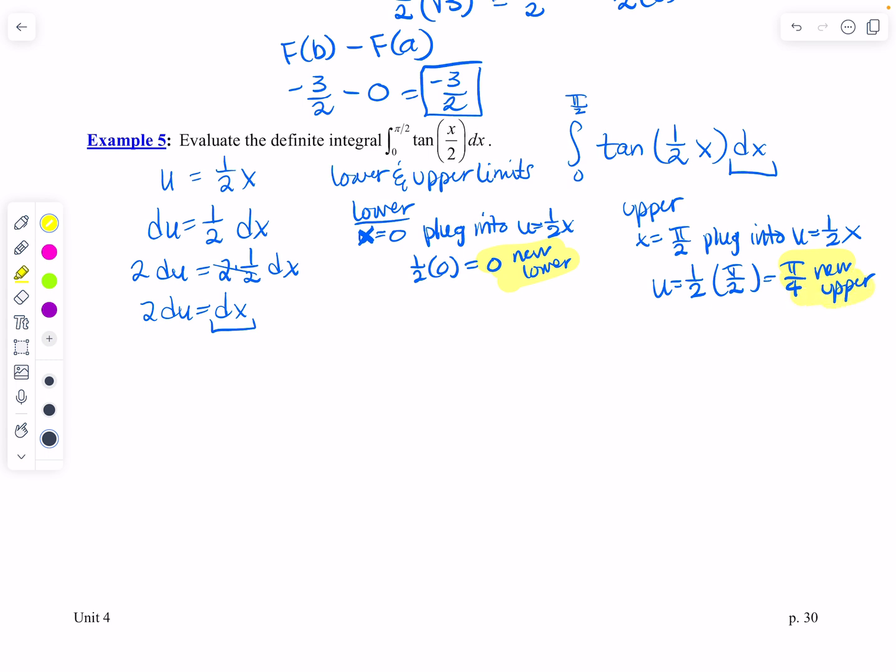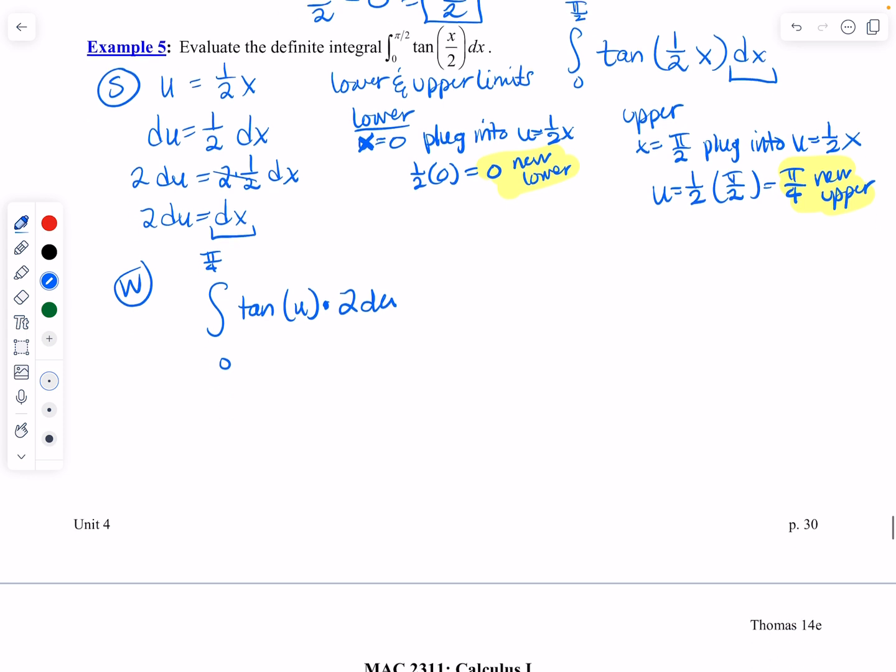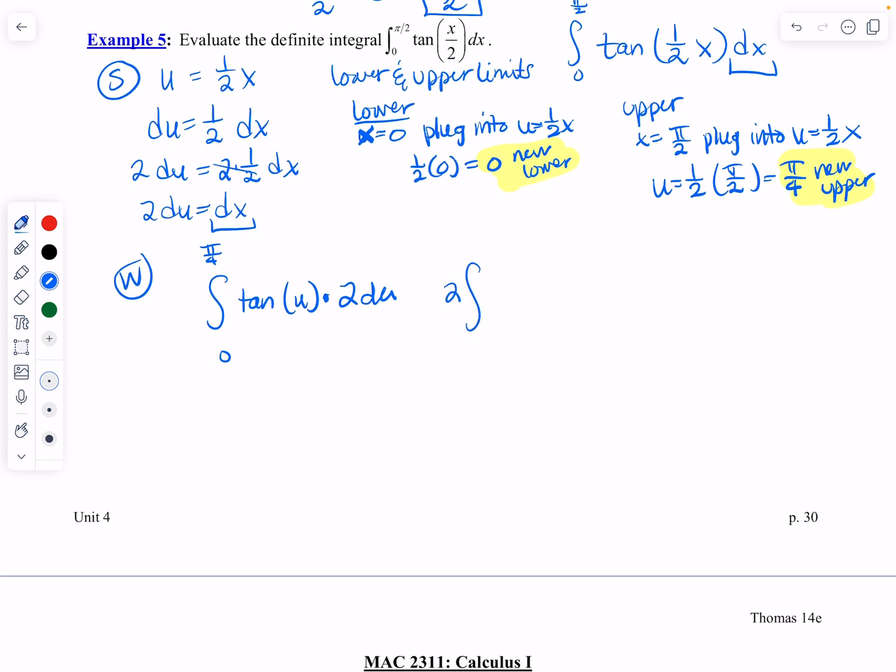Okay. So now I'm ready to write. So I did all this substitution work. Now we're ready to write things up. So integration from 0 to pi over 4. And then now we have tangent u times 2 du. So that's what I have. Okay. I'm going to go ahead and take the constant and put it out front. So 2 going from 0 to pi over 4, tan u du. Now it's time to integrate.